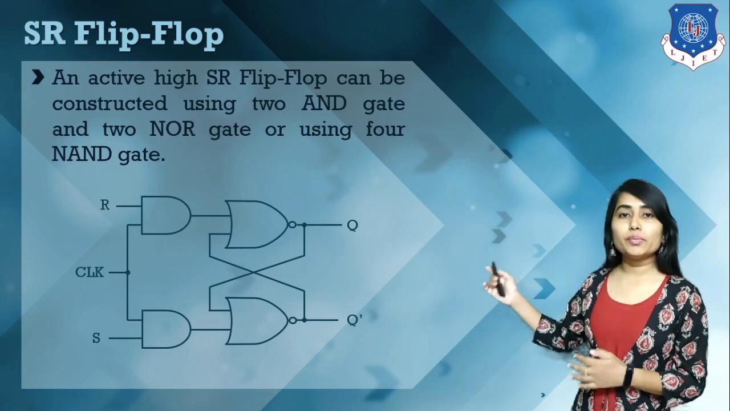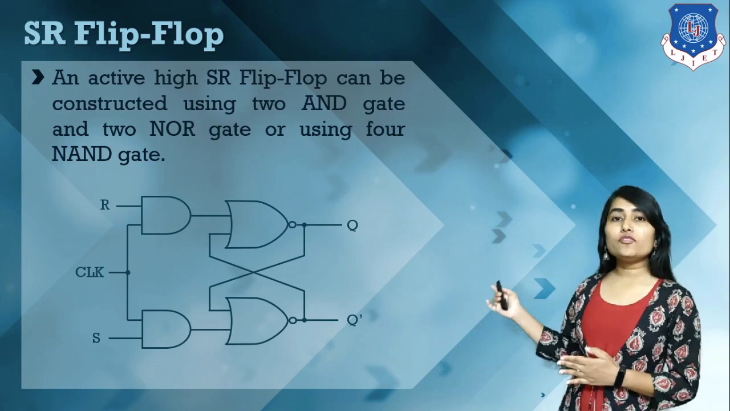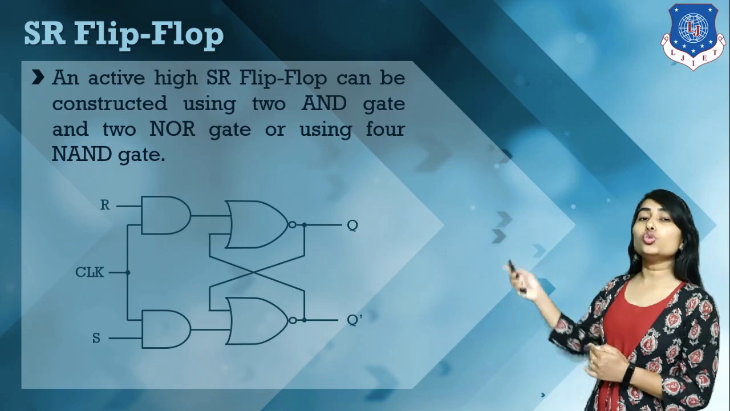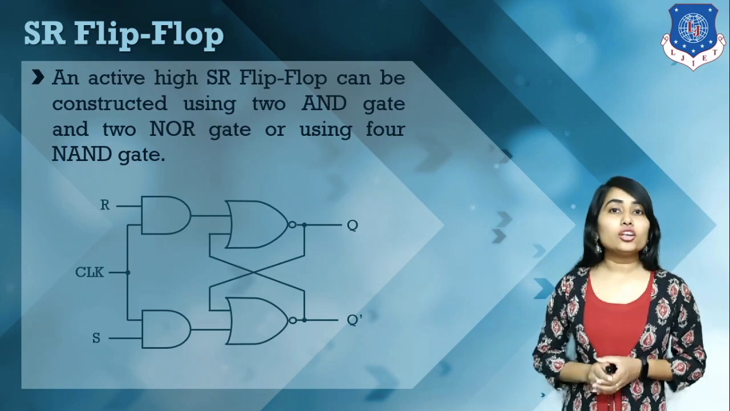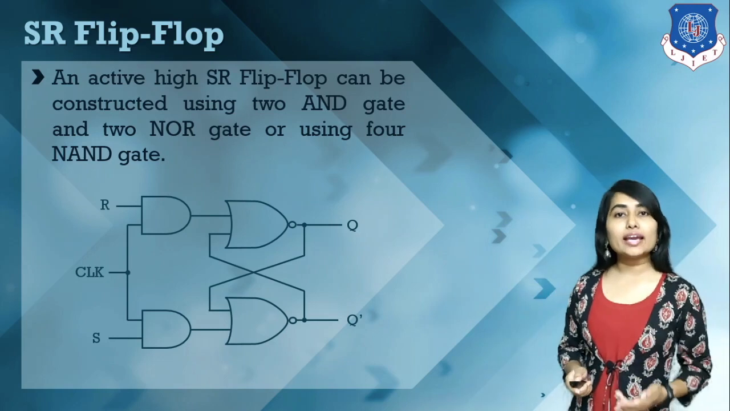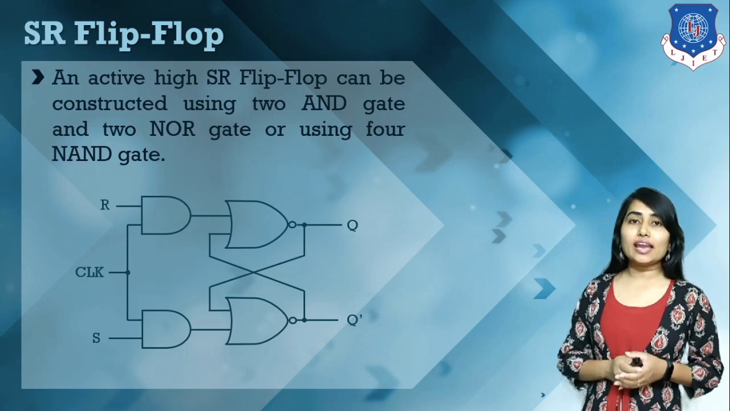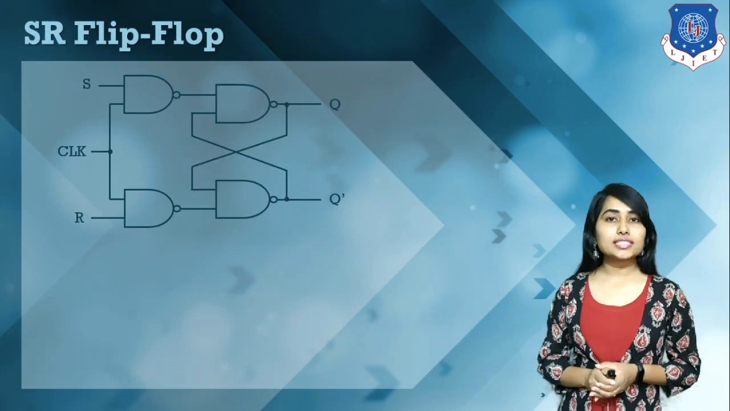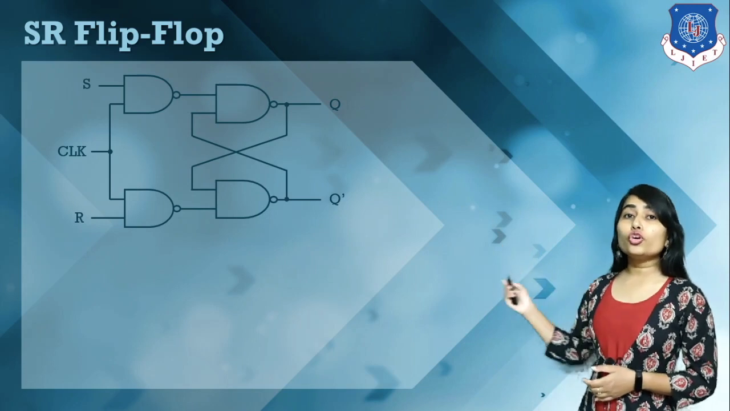Here we have a basic SR flip-flop circuit using two AND gates and two NOR gates. Now we can also implement an active high SR flip-flop using NAND gates. So let's discuss that. Here we have an SR flip-flop using 4 NAND gates.